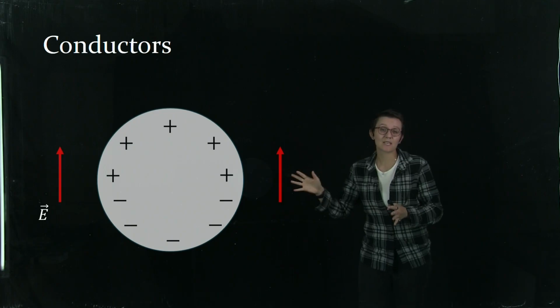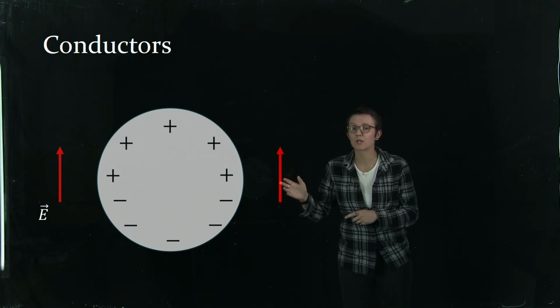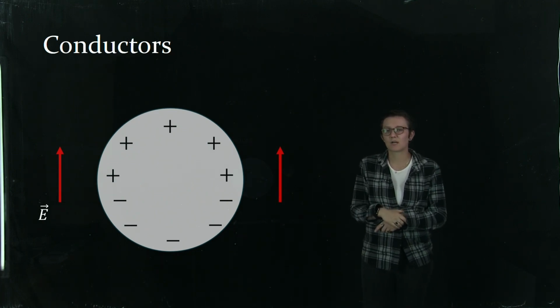So this is an interesting feature that happens when you put a conductor inside an electric field, and it happens really, really quickly. And we're going to start to utilize some of these properties of conductors moving forward.